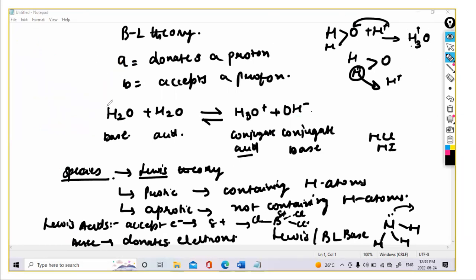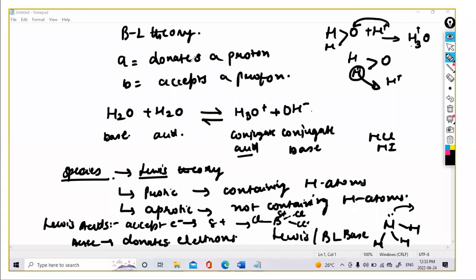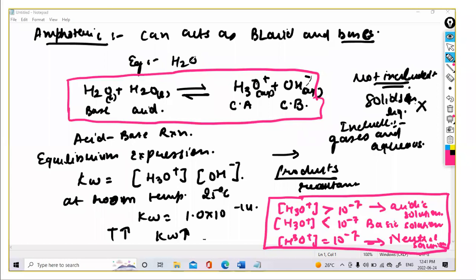Now moving on, the terms we want to learn next are protic and aprotic. Protic means that it contains protons. The word proton comes from hydrogen atoms. And aprotic does not contain hydrogen atoms, right? Not containing H atoms. Amphoteric we already did. It can act as an acid as well as a base.